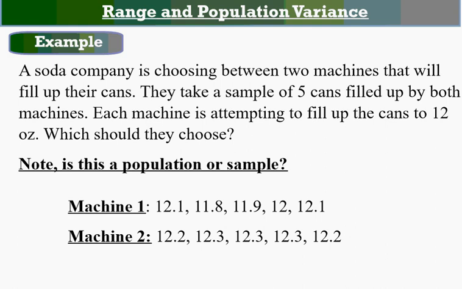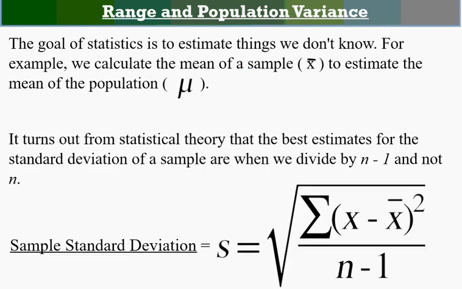Well, you'll notice there was a key word in this description. That was sample. They took a sample of 5 cans, and we are going to find what the variance is going to be for this. But you'll know, this is a sample, not a population, and that's important because the goal of statistics is to estimate things we don't know. For example, we calculate the mean of a sample to estimate the mean of the population.